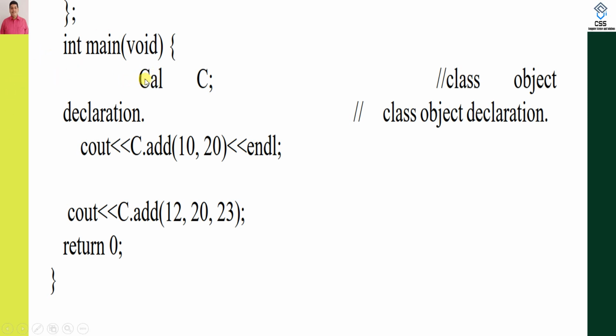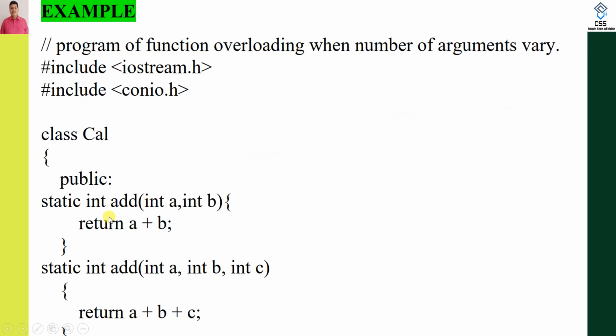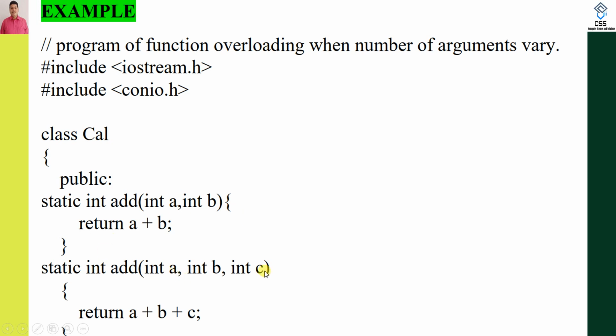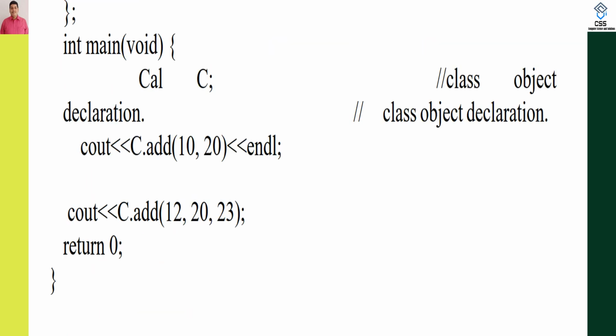So you can call it with the help of an object or directly. Call object c dot add 10, 20. It will call this function and return a plus b. Again, c dot add 12, 20 and 30. What will it call? It will call the three-integer argument function and return the value. It means we differentiated in two ways: either the type varies or the number of arguments varies. If you run the program, you will get the result accordingly.